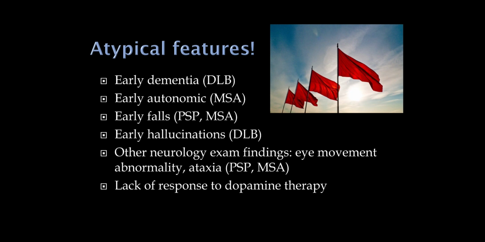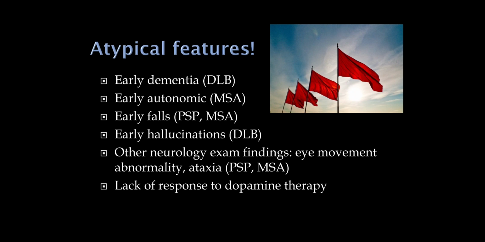If we have very prominent early autonomic symptoms, so the patient is passing out when they stand up, that would suggest multisystem atrophy. Early falls could be seen with both PSP and multisystem atrophy. Hallucinations, we'll discuss medications for Parkinson's which do cause hallucinations, but hallucinations are an organic part of diffuse Lewy body disease, so they get that even before there's any, even before you put them on any medications.